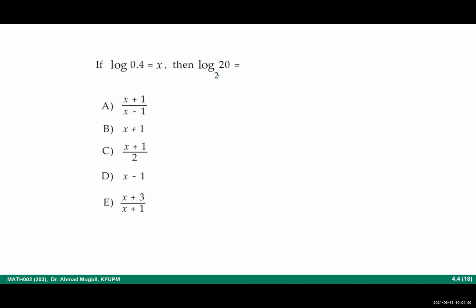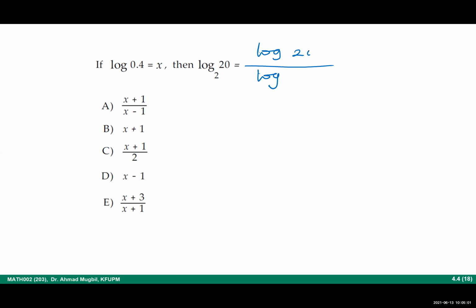You should notice at the beginning that the base is not the same. By the way, here the base is not written, it is 10. So the base is different. So how to solve such a problem, ya shabab? First of all, you should use the change of base formula. We should change the base from 2 to what?